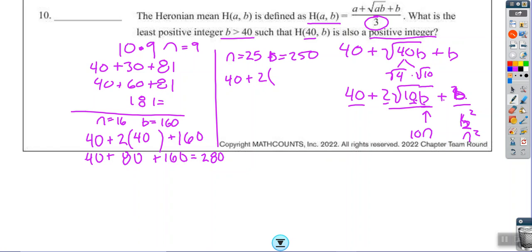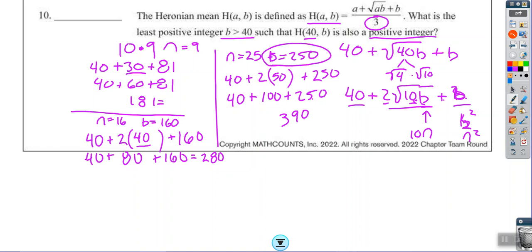What's the square root of 2,500? 50. And the cool thing is we notice that this is a linear progression, right? Plus the b value. Jonathan, you getting this? So we got 40 plus 100 plus 250. Let's add these together. 5 plus 4 is 9. So is this divisible by 3? Yes. All right, so we know that the lowest value of B that will work is 250.